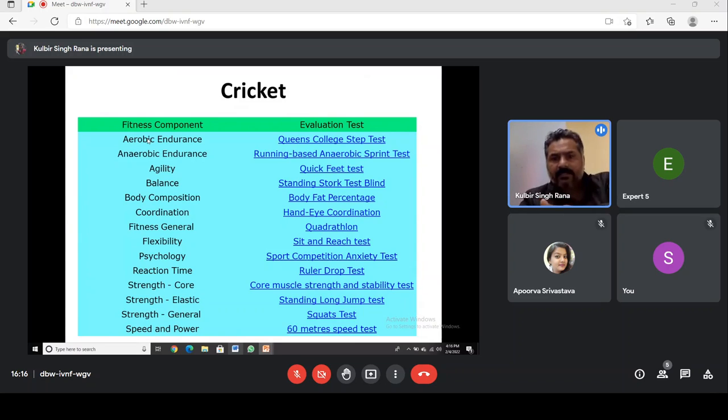If you want to ask about any of the tests... See, psychological testing is also very important nowadays. Usually in every sport nowadays psychological testing is done. Have you heard the terms burnout or sports anxiety? Yes, sir, burnout we have heard. A lot of athletes are retiring because of burnout issues. Recently in cricket, a South African player retired because he was having some psychological issues, right? So nowadays we conduct psychological testing very frequently.